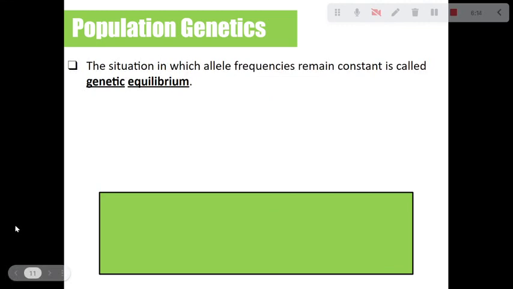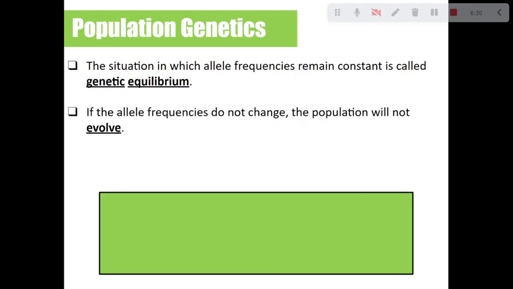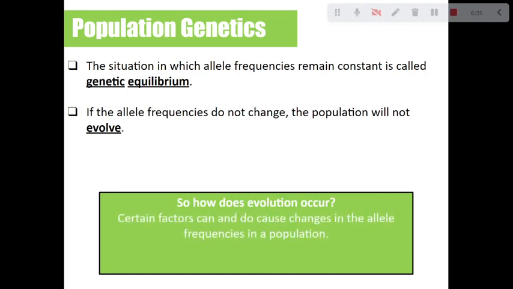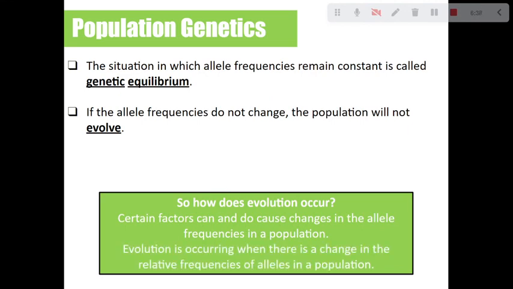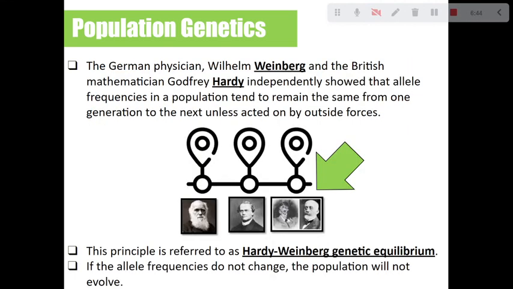Now, the situation in which allele frequencies remain constant is called genetic equilibrium. So if the allele frequencies do not change, the population will not evolve. So, how does evolution occur then? Certain factors can and do cause changes in the allele frequencies in a population. Evolution is occurring when there is a change in the relative frequencies of alleles in a population.